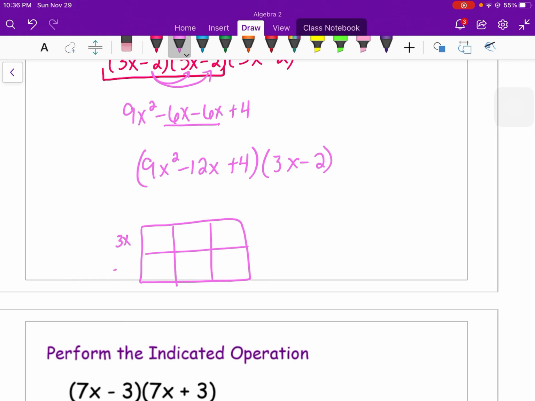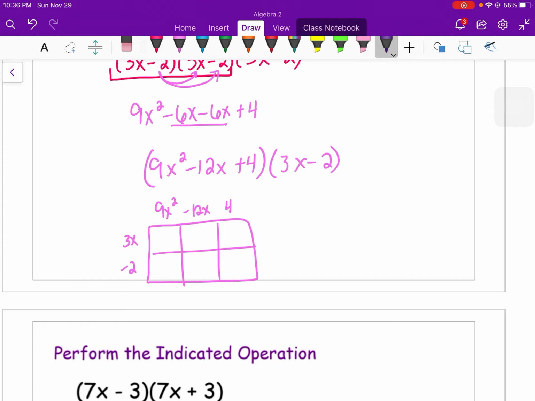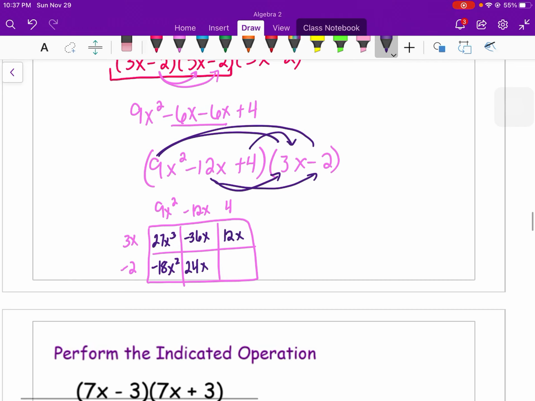So I'm going to use the box again just to keep my work more organized, or you can distribute. So take the 9x squared times both. 9x squared times 3x is 27x cubed. 9x squared times negative 2 is negative 18x squared. Then distribute the negative 12x to both. Negative 12x times 3x would be negative 36x squared. And then negative 12x times negative 2 would be 24x. And then distribute the 4 to both. 4 times 3x is 12x. 4 times negative 2 is negative 8.